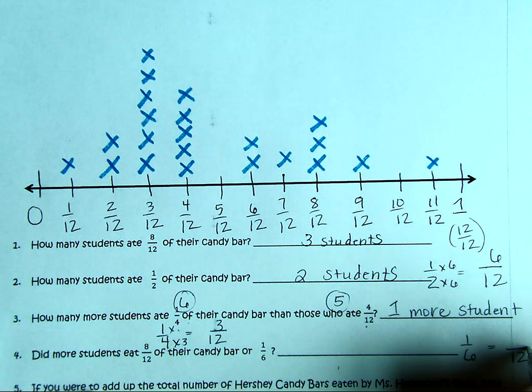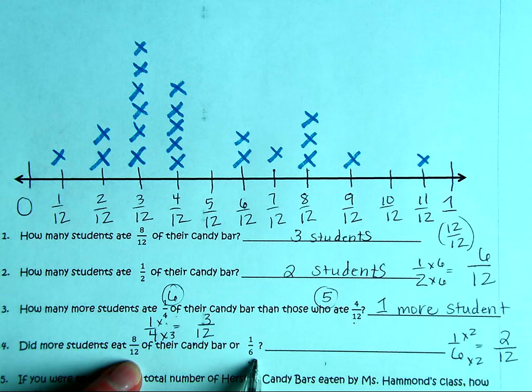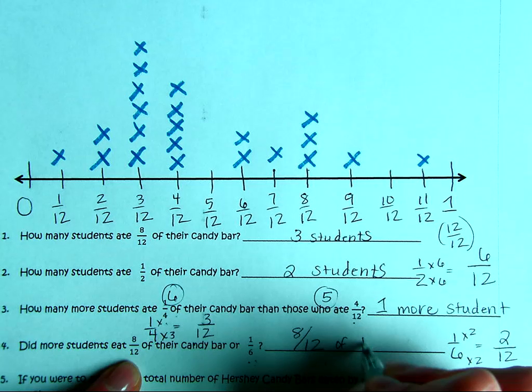So for 8/12, I see that 3 people ate 8/12, and I see that 2 people ate 2/12 of their candy bar. So it looks like more people ate 8/12 of their candy bar.